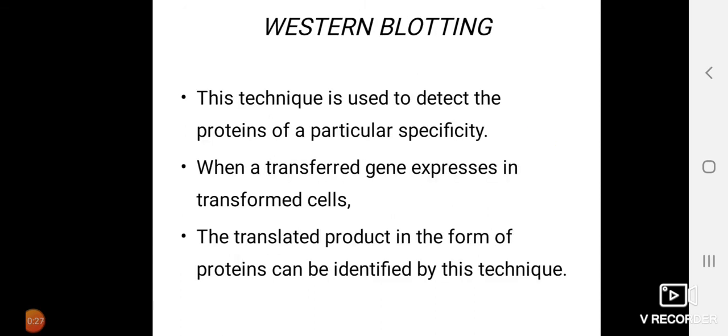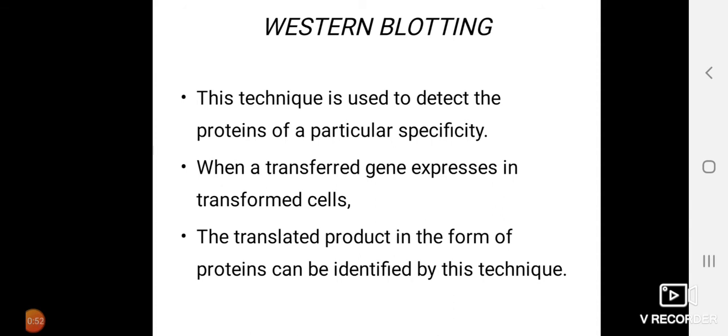Next type of blotting is Western blotting. This particular technique is used to detect the proteins of a particular type. So till now what we have studied is about the blotting involved in the nucleic acids. One is Southern, which is DNA, then Northern, which is RNA. Now comes a protein identification method, the Western blotting.